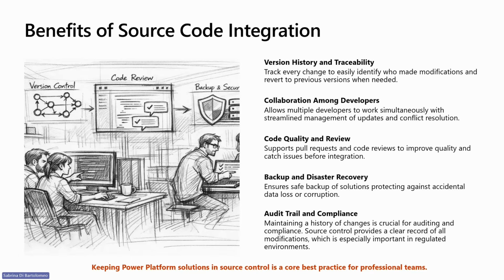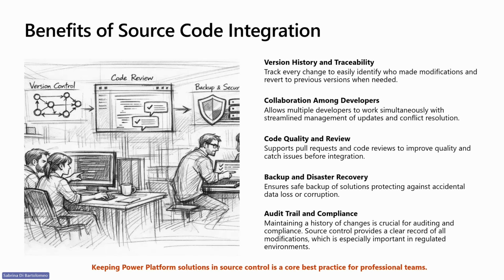Collaboration. Multiple developers can work on the same solution at the same time. A source control system helps manage changes from various contributors, making it simpler to merge updates and handle any conflicts. Code quality and review. Pull requests and code reviews before changes are made improve quality and catch issues earlier. Backup and disaster recovery. The solution is safely backed up in a repository, protecting against accidental deletions or corruption in the Power Platform environment.